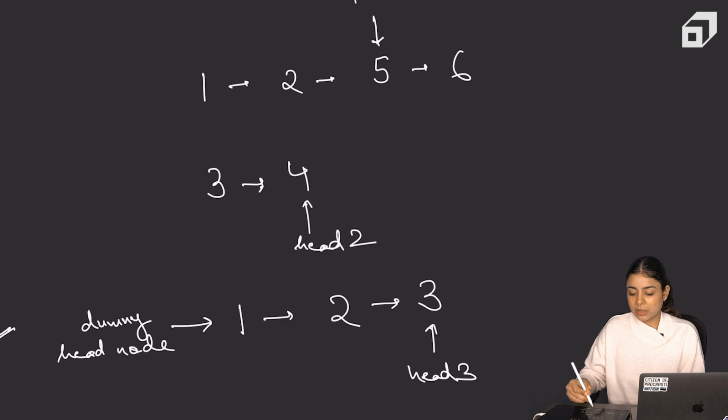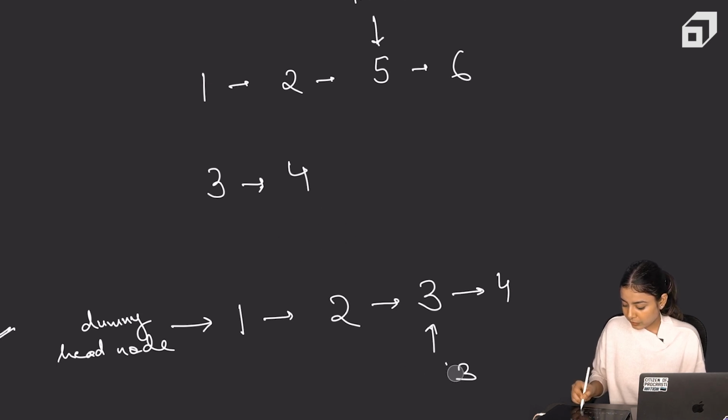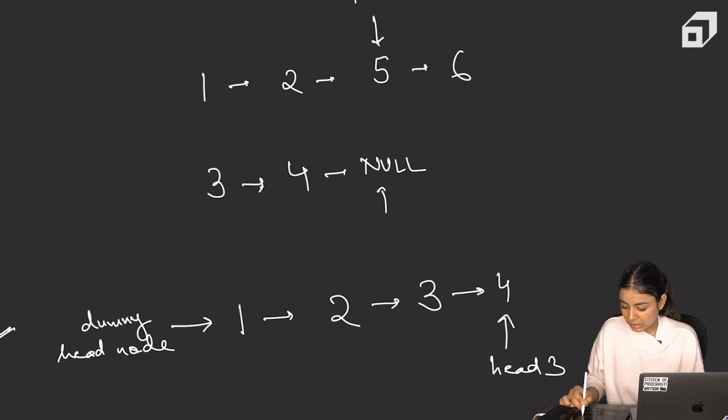Alright, now again we compare head 1 and head 2. Out of head 1 and head 2, I know head 2 is smaller, so we make head 3 point to the smaller value, which is 4, and we move the head 2 and head 3 pointer. So head 3 will come here and head 2 will point to null.